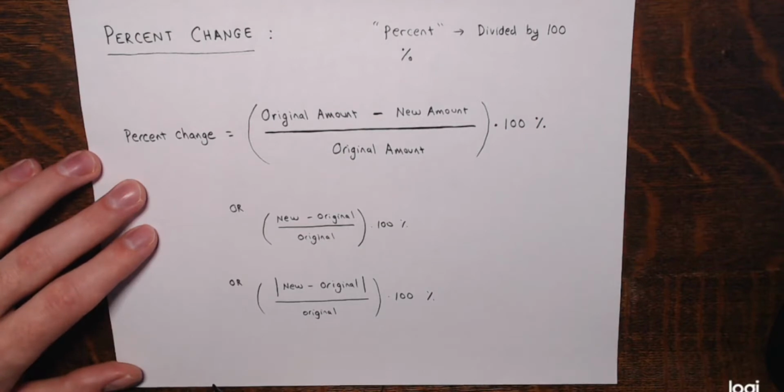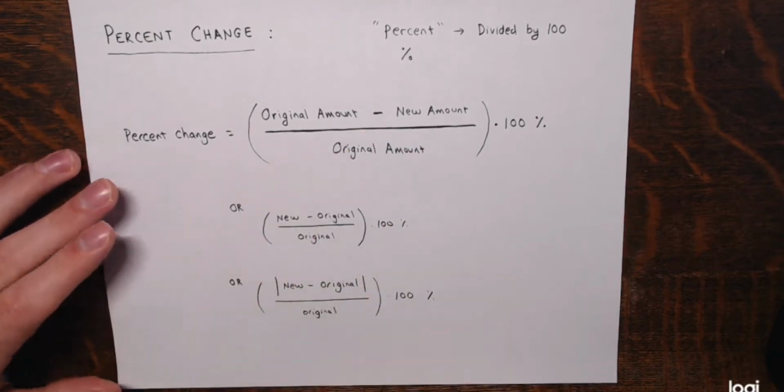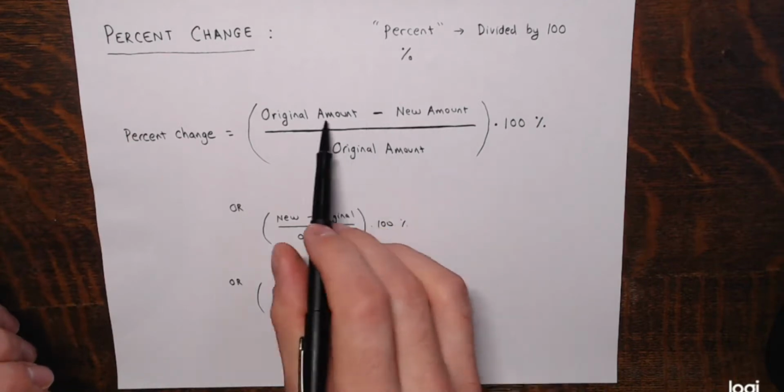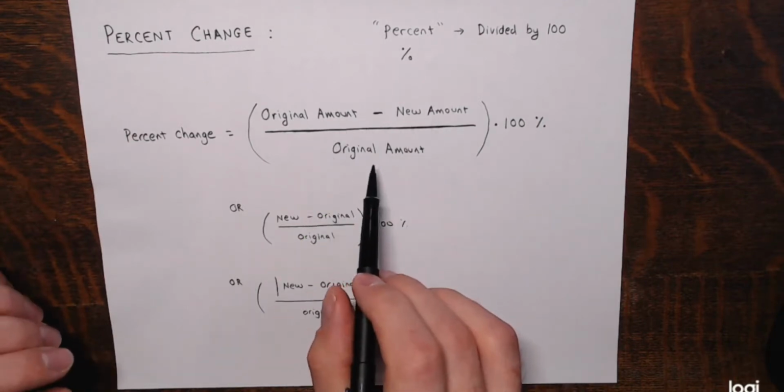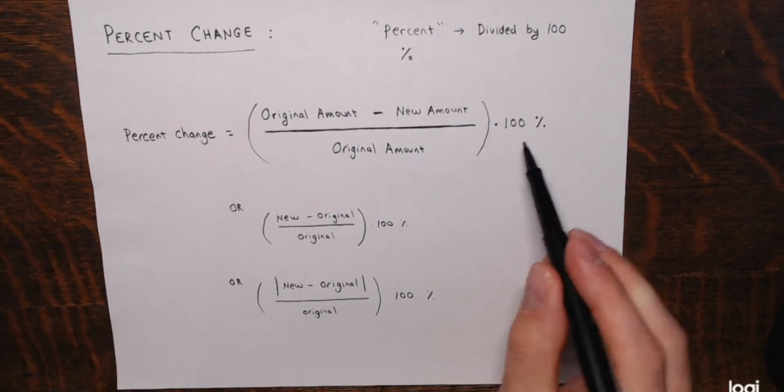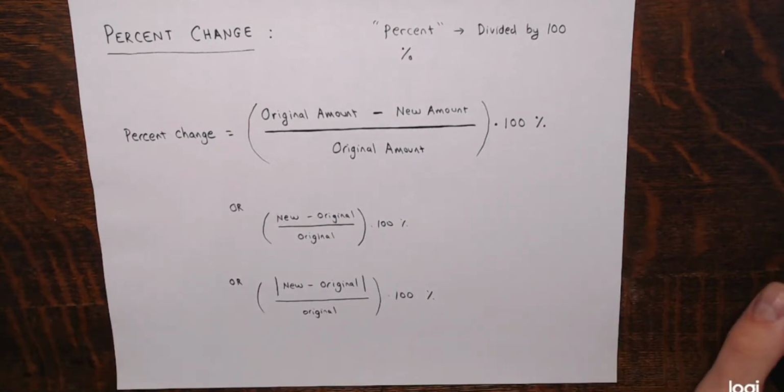So either way you're doing this, no matter how you cut it, you're taking the difference between the original and new amounts and then dividing by the original amount. So no matter how you cut this, that's what you're doing. And then changing it to a percentage by multiplying by 100.